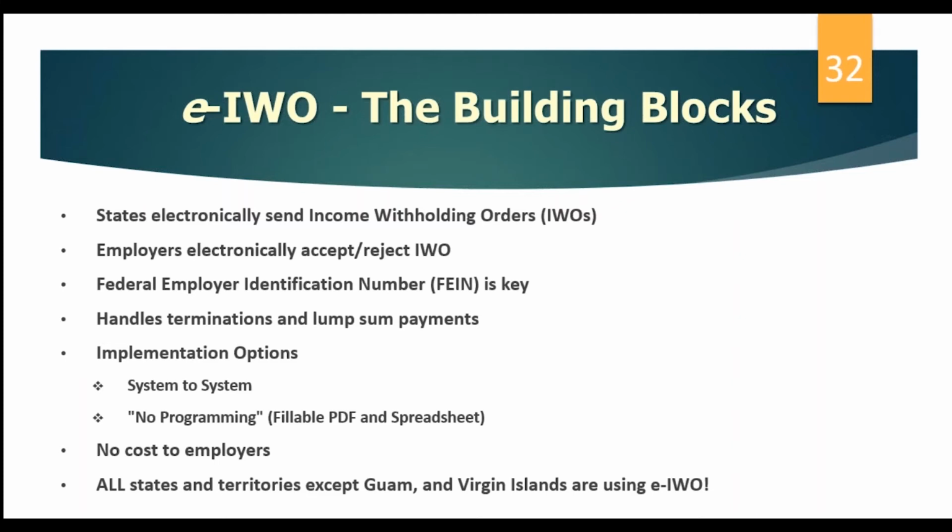And today we have all 50 states using the process. The only two territories that are not using the E-IWO process are Guam and the Virgin Islands. So when you sign up for the E-IWO process, you not only will get your orders from California this way, you will get them from any other state that you might currently receive paper orders from.